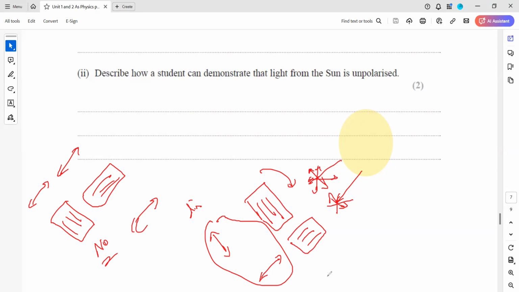But if it is an unpolarized light, when we observe through a polarizing filter, first it will reduce the intensity because most of the components are being absorbed. But when we rotate the polarizing filter, there will be no change in the intensity of light.